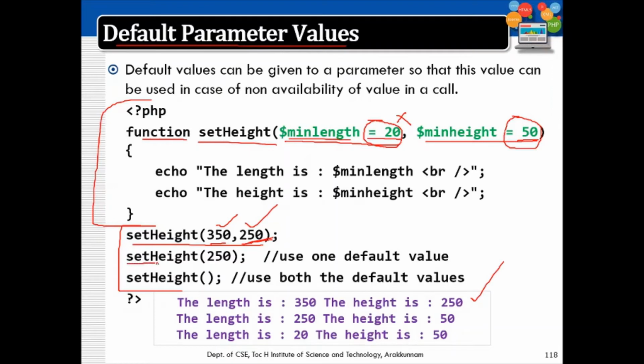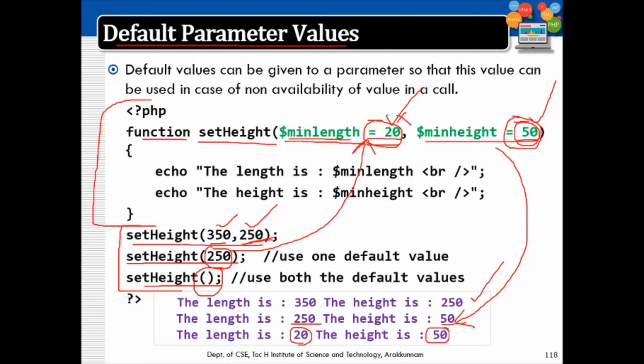Suppose I call the function with a single parameter, as you have seen here, 250, that is the only value given. So this will overwrite the first parameter, and the second parameter I have not given any value here. So the default value 50 will be taken. You can see the output here, 250 and 50 are the values displayed. Suppose I call the function without any parameters, both parameters will take the default values, and you can see the output here. The first parameter gets the value 20 and the second parameter gets the value 50. So this is how you give default parameter values.